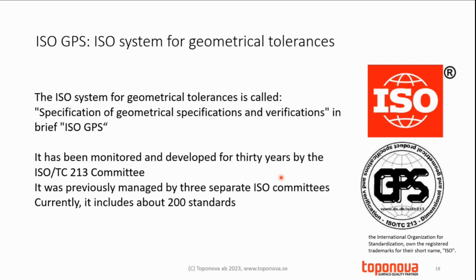ISO-GPS is an ISO system for geometric tolerances. The ISO system for geometrical tolerances is called Specification of Geometric Specification and Verifications, in brief ISO-GPS. It has been monitored and developed for 30 years by the ISO TC 213 committee. It was previously managed by 3 separate committees. Currently it includes about 200 standards.